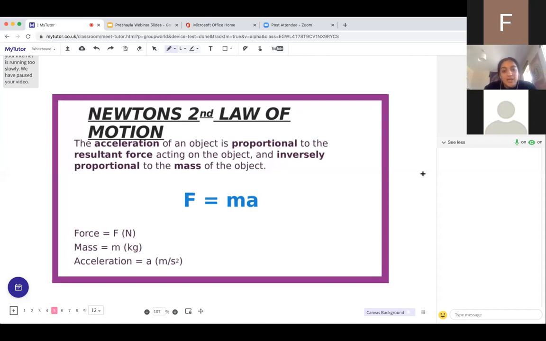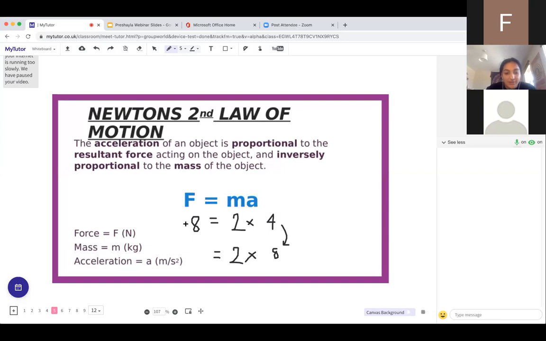Some people like to think about proportionality with numbers, and I certainly do. So hopefully this might make more sense if what I just said didn't make sense. So let's say we have a constant mass of 2. Our mass never changes. We have an acceleration of 4, so our force is 8. Now we have the same mass, remember mass never changes, but we double our acceleration to 8. So we're doubling our acceleration from 4 to 8.